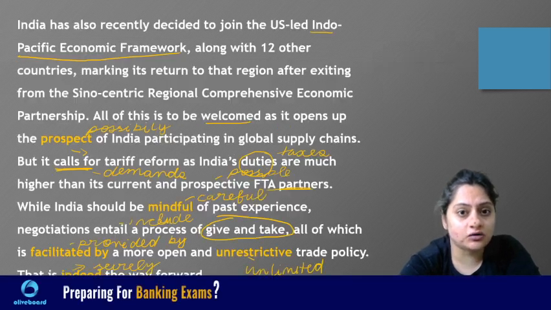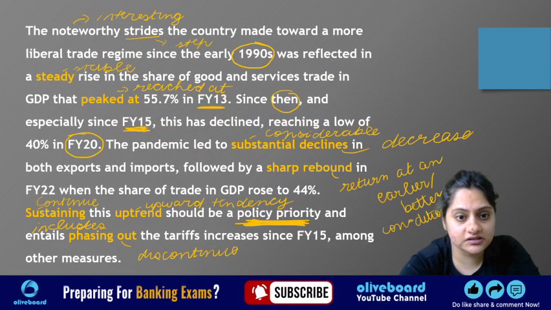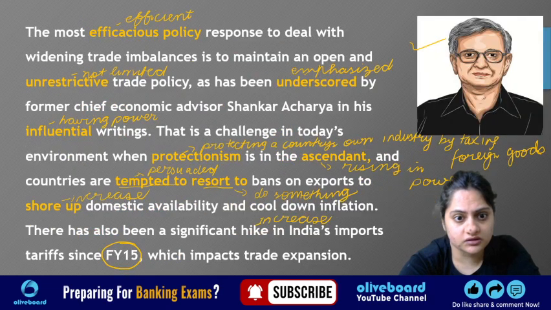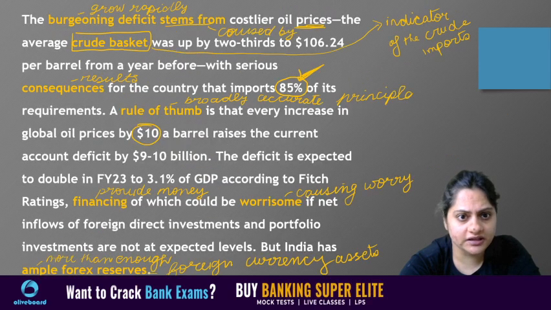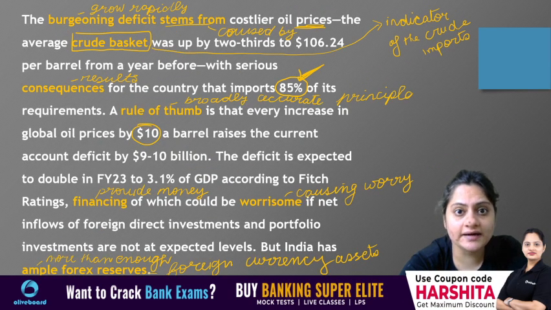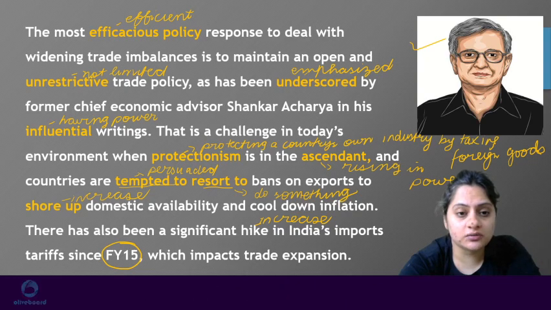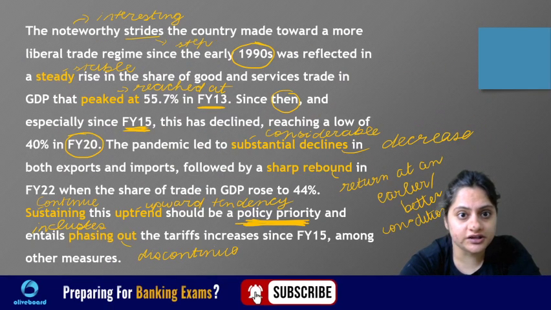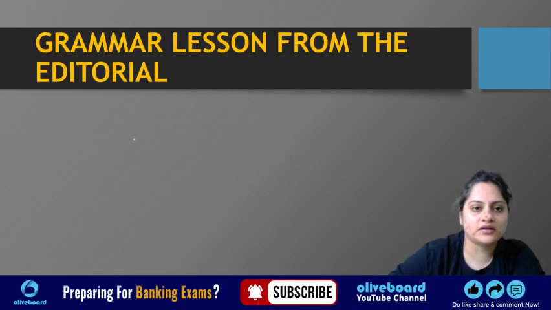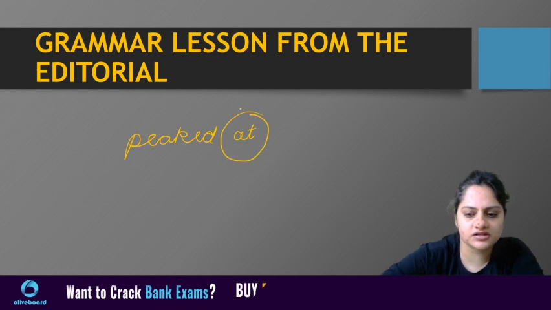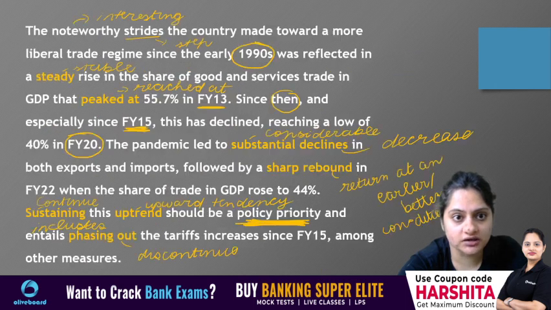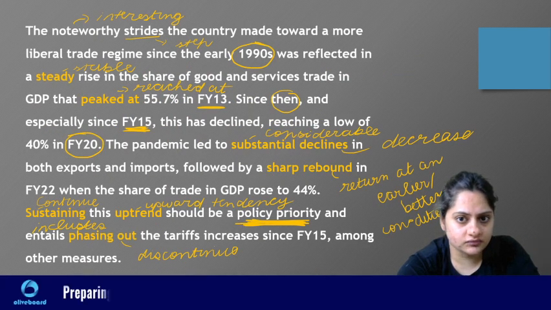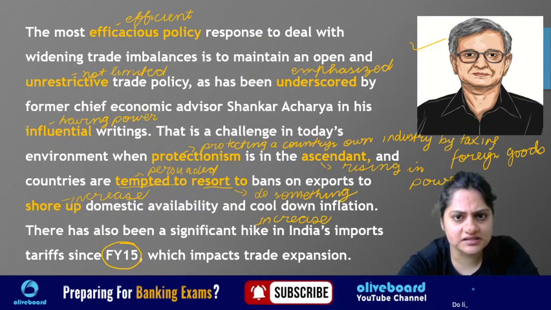Grammar lesson. Now, guys, very important grammar lesson. First thing here, peaked at. I think I underlined this also for you. Peak at means, when we're talking about it here, reached a level. Peaked at is the preposition we use for reached at this level. Clear. This was one very, very obvious grammar lesson.